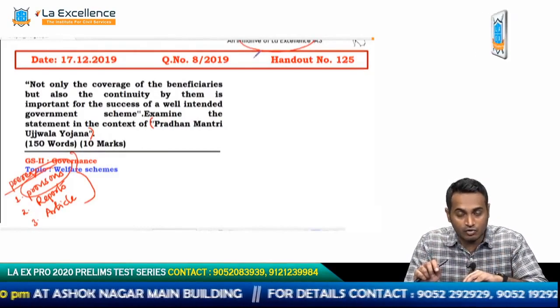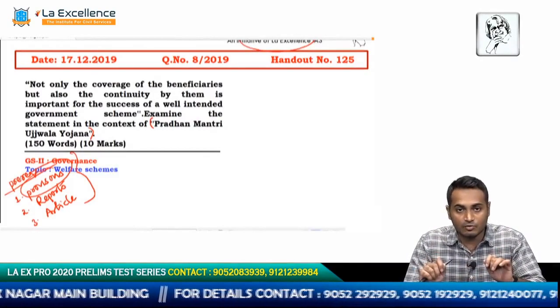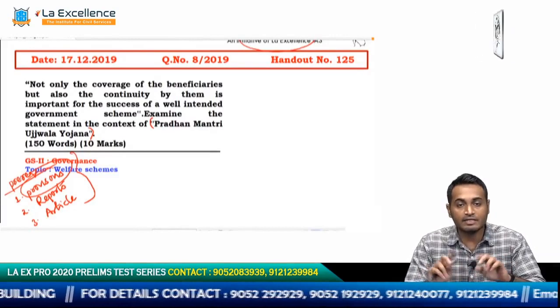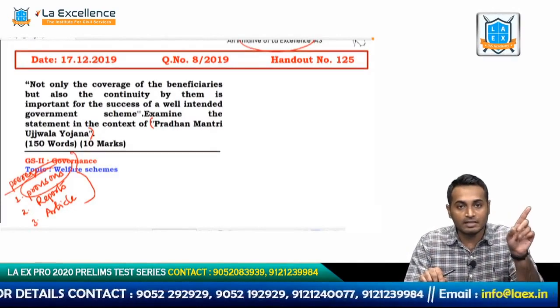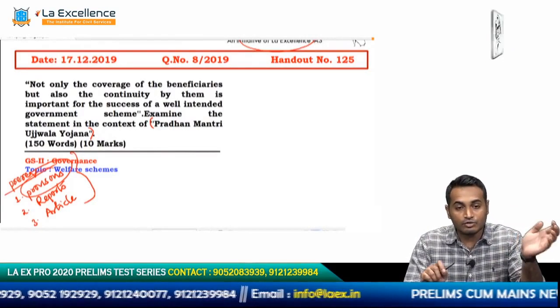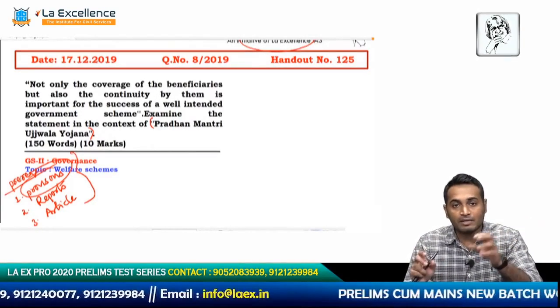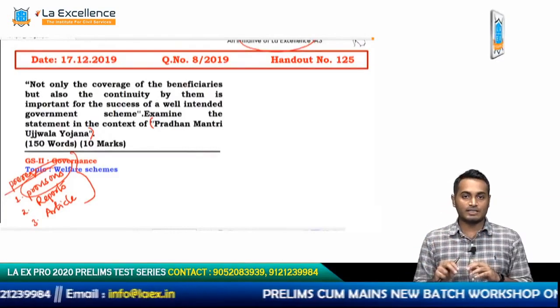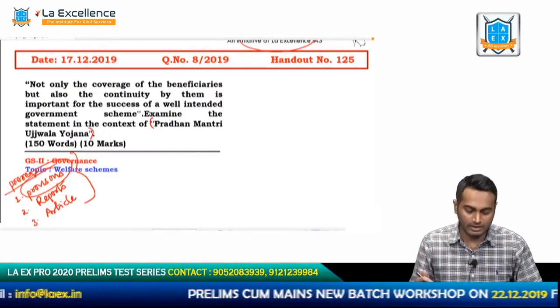It is telling you that every scheme, any scheme you take, is going to be successful if it has two factors. One factor is to cover the intended beneficiaries. The second factor is to make sure that these people or the beneficiaries continue with the scheme till the objectives of the scheme are realized.